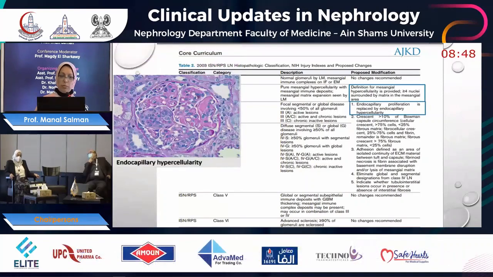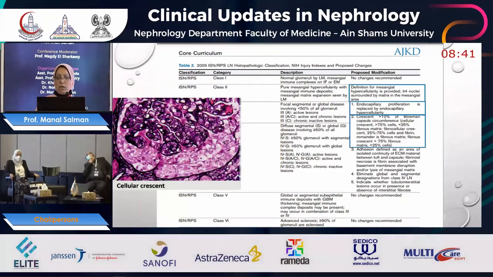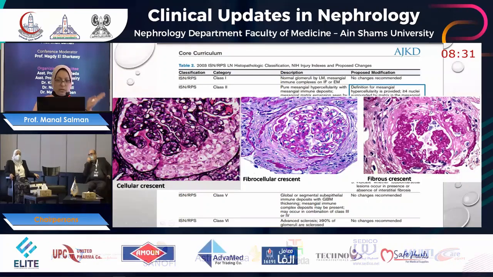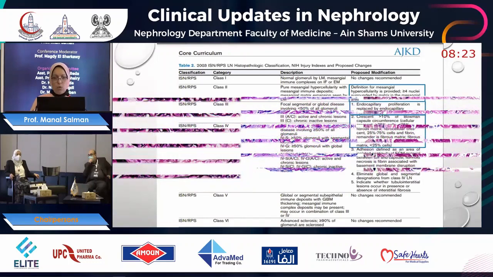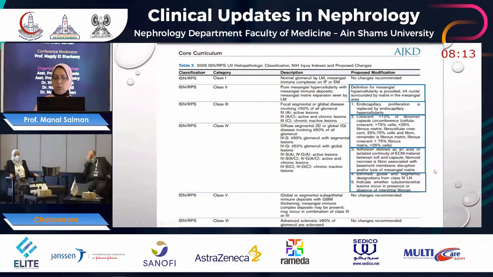الديفينيشن اوف اندوكابيلاري هايبرسيلولاريتي شالوا كلمه proliferation وحطوا هايبرسيلولاريتي بدلها. الديفينيشن اوف كريسنت، والكريسنت ده قد ايه من البومن كبسول يبقى اكتر من 10%، وحددوا الفروق ما بين السيلولار كريسنت، الفايبروسيلولار كريسنت اند فايبروس كريسنت، ويحددوا البرسنتج بتاعه السيلز للماتريكس علشان نقدر كلنا لما نشوف حاجه كلنا نقول عليها نفس الحاجه. وبعدين حددوا كمان الفيبرينويد نيكروزس اللي هو الاريا اوف دامج اوف كابيلاري تافت with fibrin exudation.